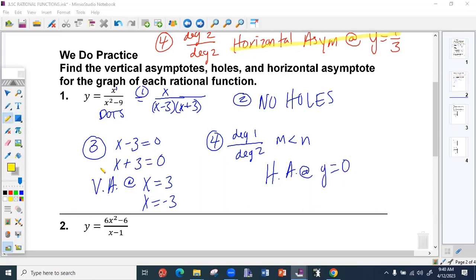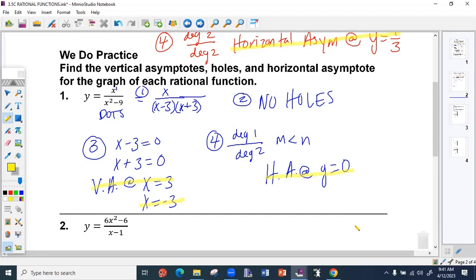So these are our discontinuities: vertical asymptotes and a horizontal asymptote. Can there be 2 vertical asymptotes? Yes, you can have 2 vertical asymptotes, but only 1 horizontal. Or no horizontal, or no vertical.